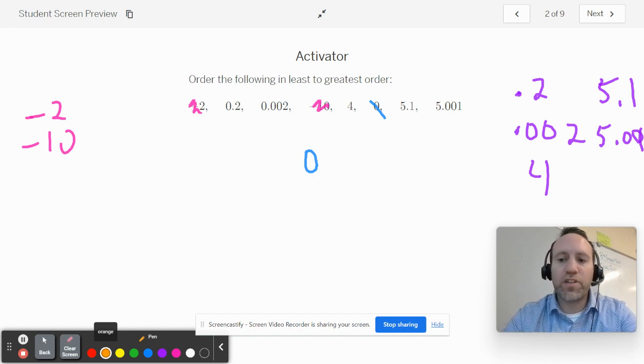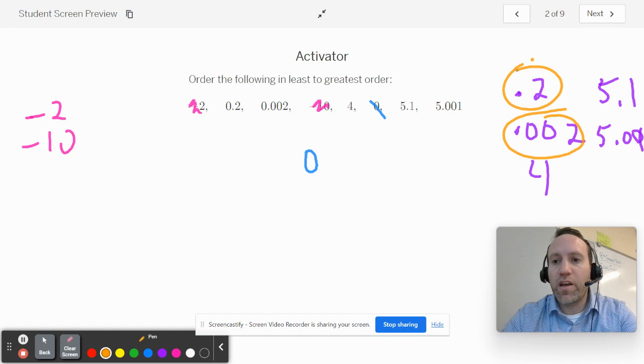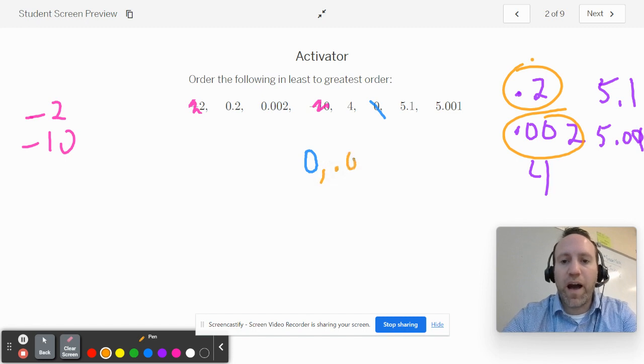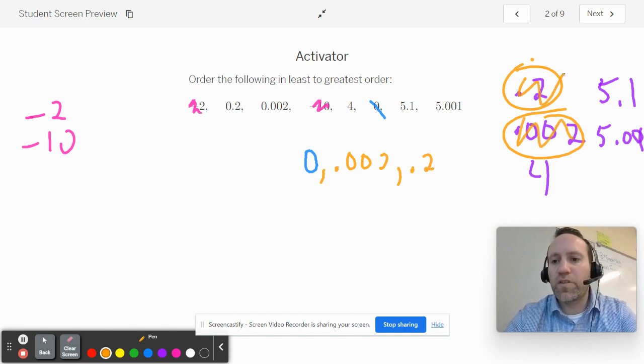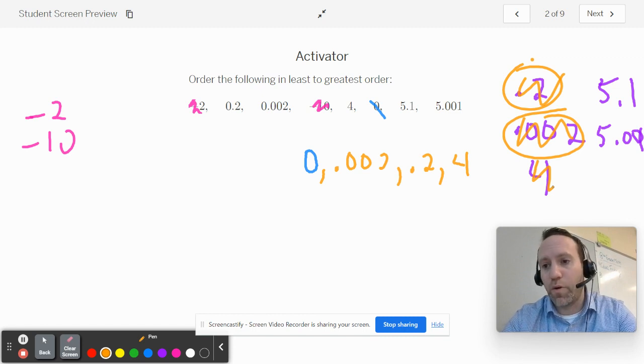So it comes down to either 0.2 or 0.002. And here's the thing. This number right here is 2 over 1,000. So that's a small number versus this one, which is 2 over 10. So which of those is bigger? The 0.2. So the 0.002 is our smallest positive number. All right, so I used both of those. Now, next we have 4 and then 5 and 5. So I'm going to use the 4 next.